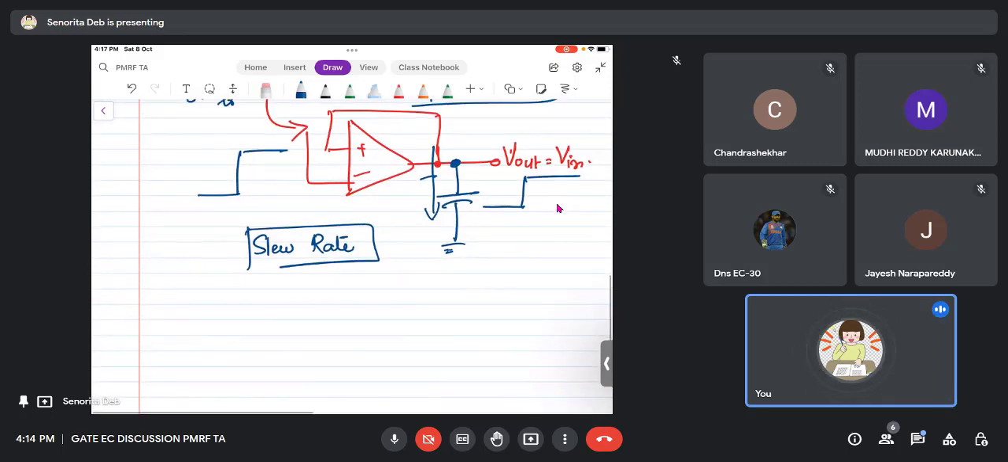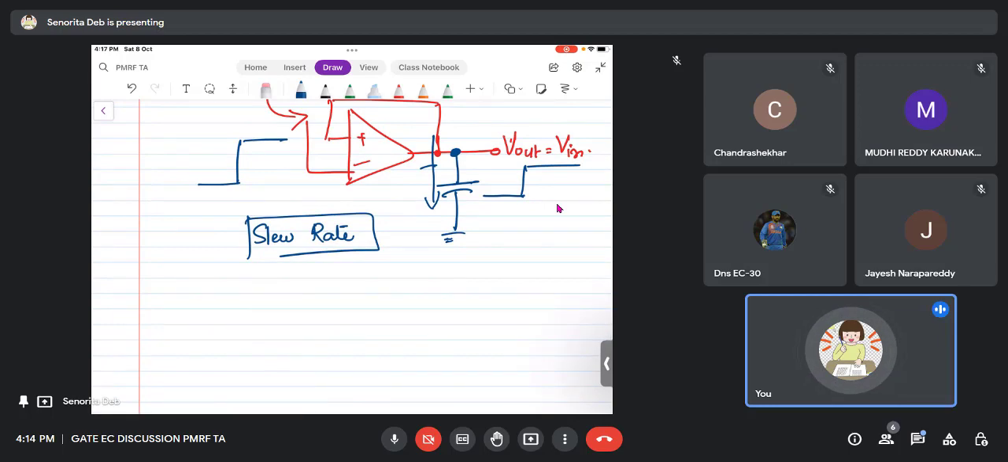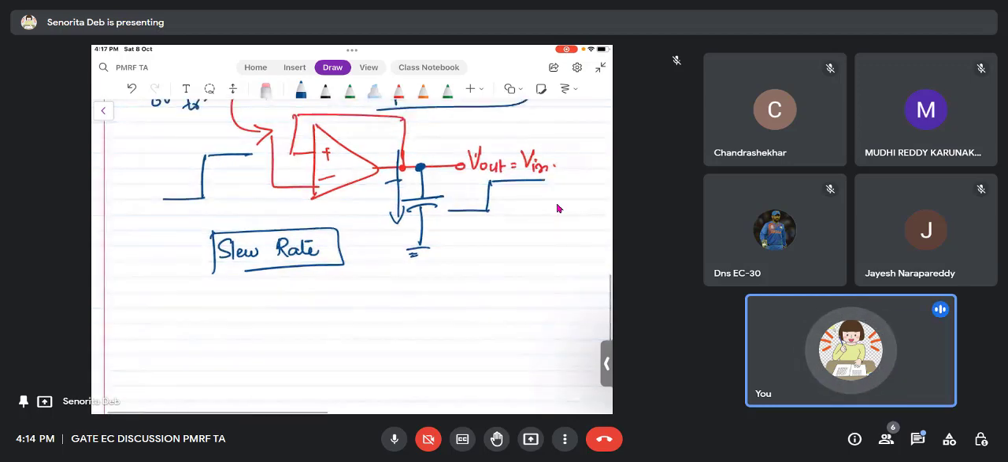For a change in input, how fast can the output voltage change? Otherwise it will not show this kind of thing. Suppose your input is going from 0 to 1 volt. Your output will slowly keep on increasing, and time has passed. Your input has just reached 1 volt and the output is still trying to reach it, and we don't know whether it will be able to. So it will be very slow like this. That is what slew rate decides.